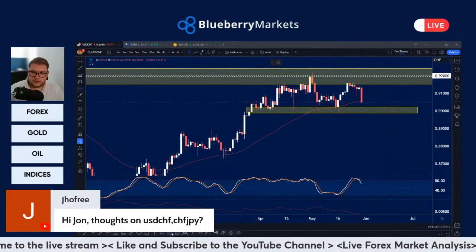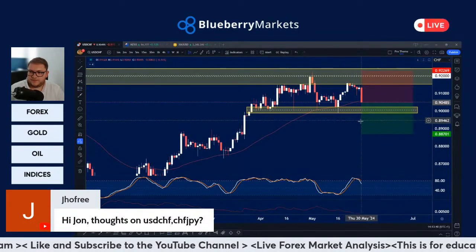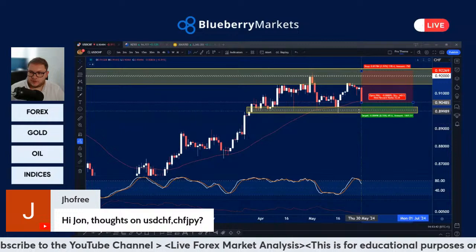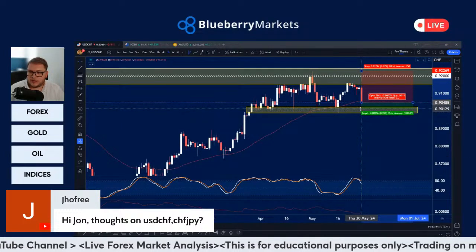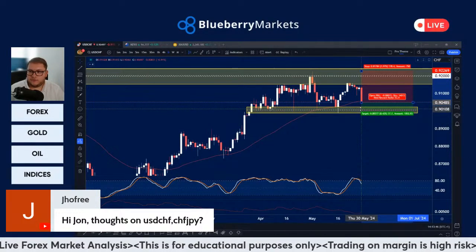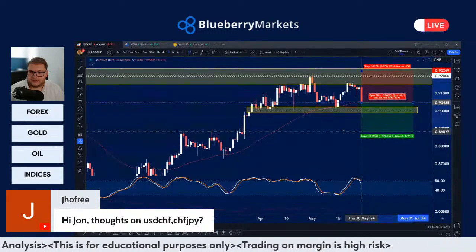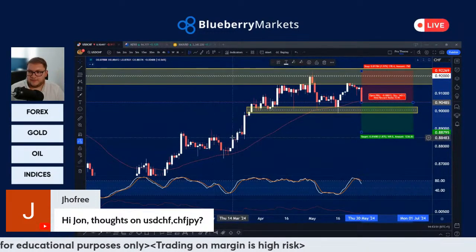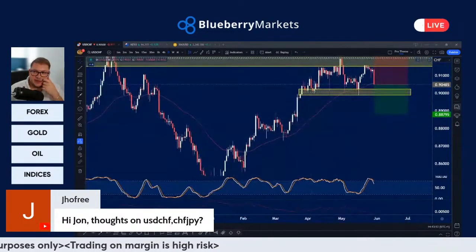If I'm trying to get short right now down into an area of support, I can't target this support here because there's not enough room for me to make a profit. I have to target down towards this 0.89 handle. And we kind of discussed this before.